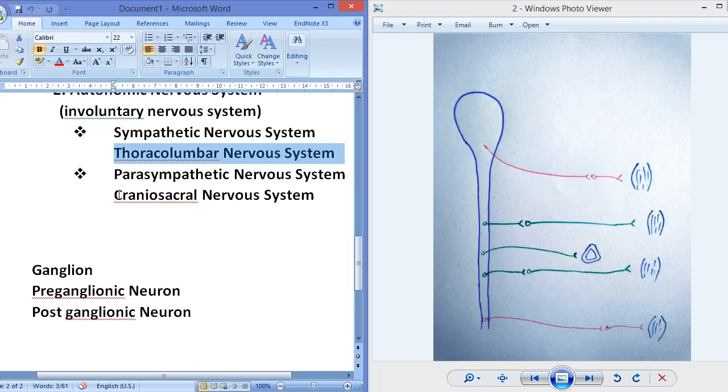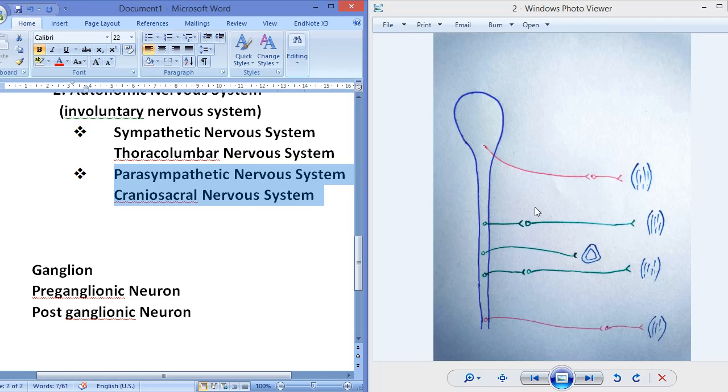This is called thoracolumbar nervous system, the sympathetic nervous system, while the parasympathetic nervous system is also called the craniosacral nervous system. It is called craniosacral because in the parasympathetic nervous system, the nerve always arises either from the cranium or from the sacral region. You can see over here that the nerve arises from the cranium or from any part of the sacrum or any sacral nerve. Any parasympathetic nerve fiber will not arise from any other part of the spinal cord. It can only arise from the sacral region.